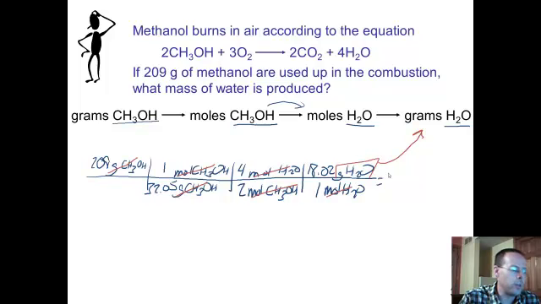Alright, and once we do this math, we find out that we get a mass of 235 grams of H2O, starting with 209 grams of methanol. And that's what stoichiometry would probably typically look like in your previous chemistry class.